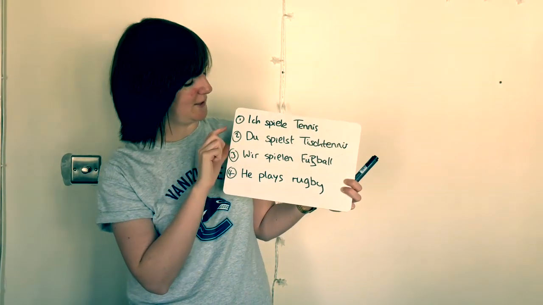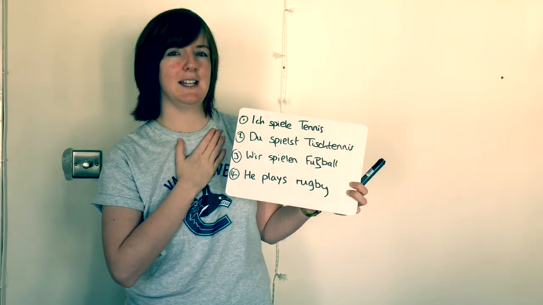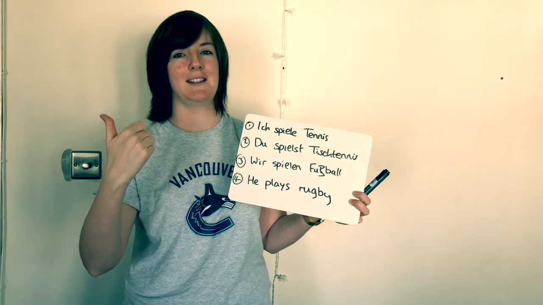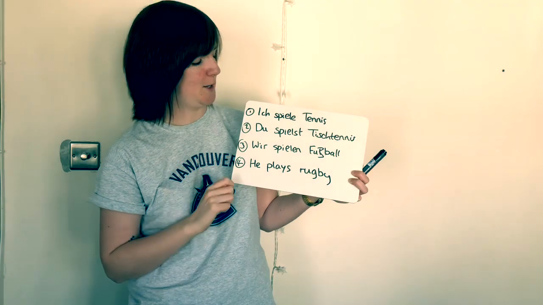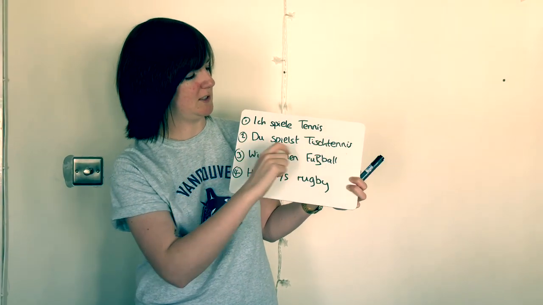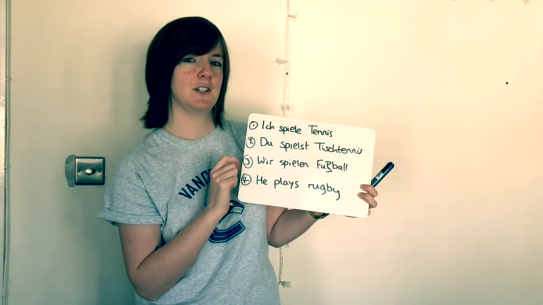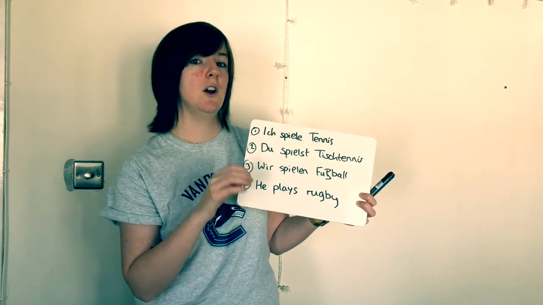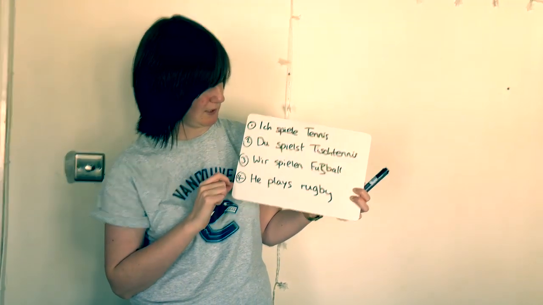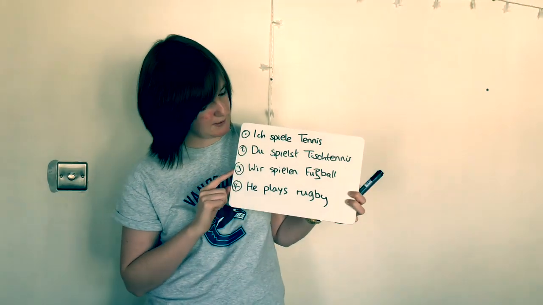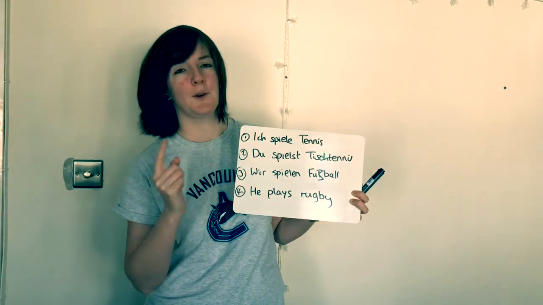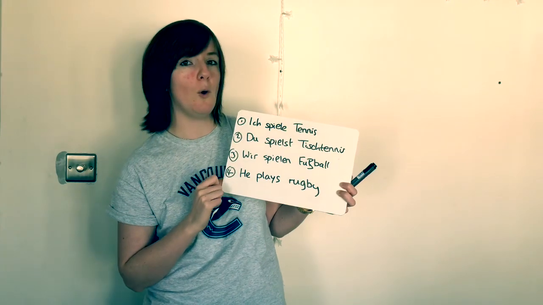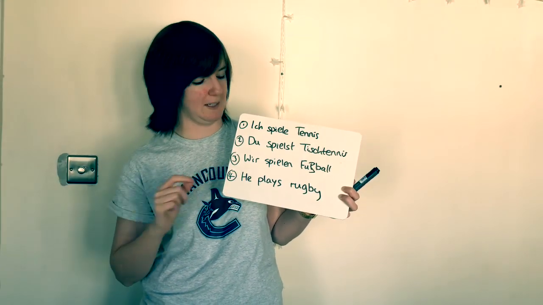Okay, thought about it? Let's go through the answers. Number 1, ich spiele Tennis. Two meanings, I play tennis or I am playing tennis. Good. Number 2, du spielst Tischtennis. Two answers, you play table tennis or you are playing table tennis. Nummer 3, wir spielen Fußball. That can mean we play football or we are playing football.